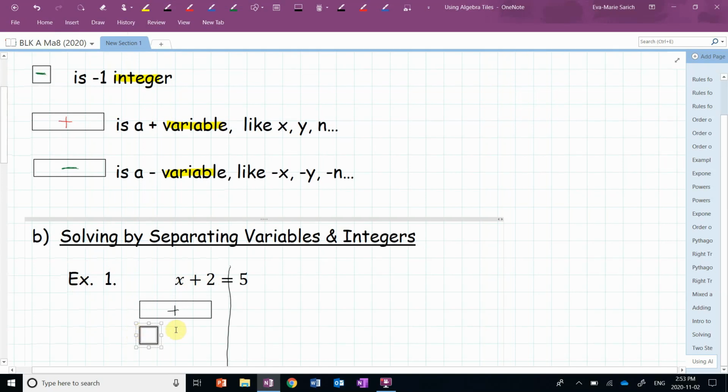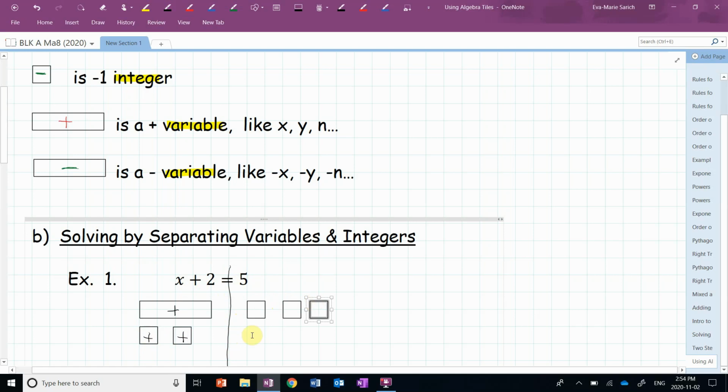So I'm going to copy this square for the integer, and I'm going to paste it here. So we've got 1, 2 integers. I'll just move it over here to keep it a little neater. And so on the left side, we have a rectangle to represent that positive X, and now we're going to have 2 squares to represent that +2. Then on our other side of our equal sign, we've got +5, which is an integer. So I'm going to drop 5 squares here to represent those integers.